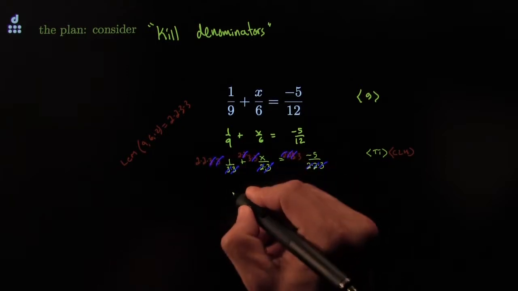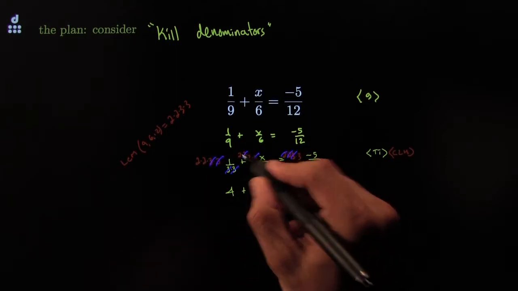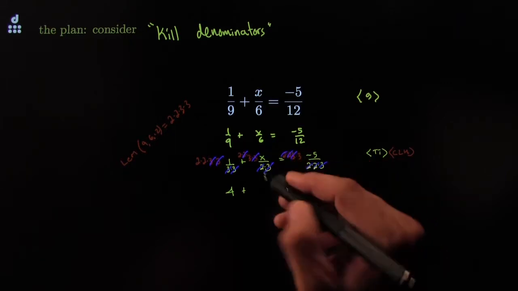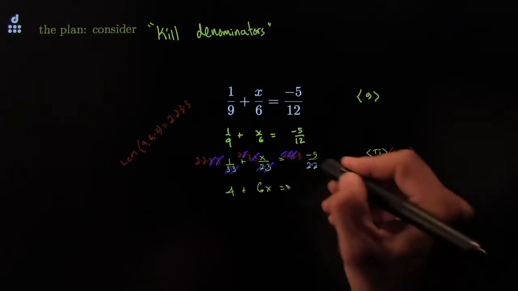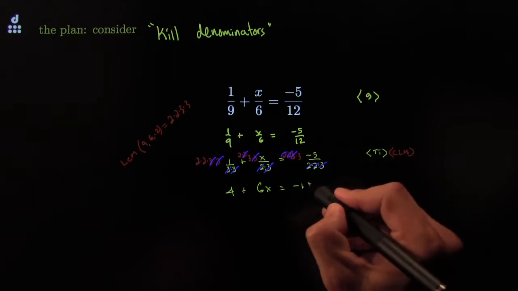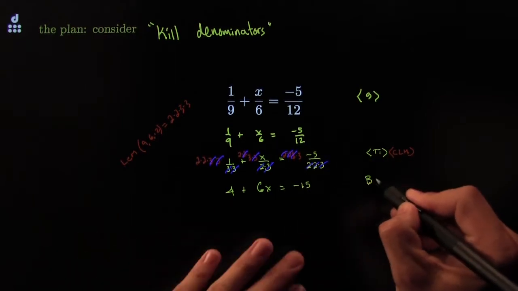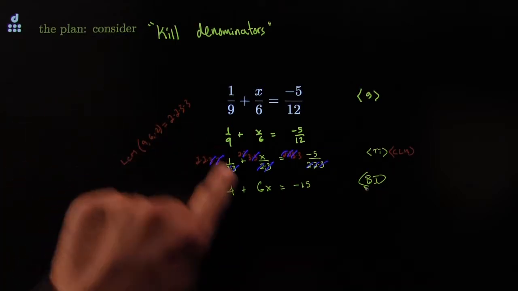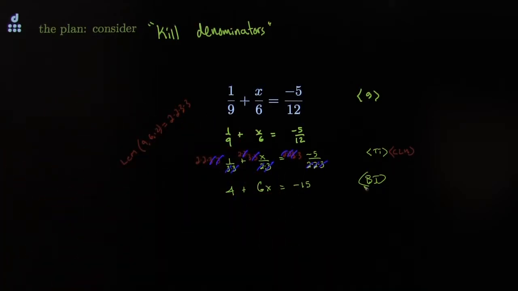2 times 2 times 1 is 4. 2 times 3 times x is 6x, and that's equal to 3 times negative 5, negative 15, and the rest of that is the same as before. So this idea of prime factorizing the bottom is powerful. It's the professional way to tackle these.